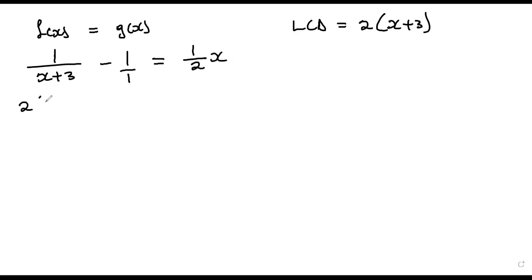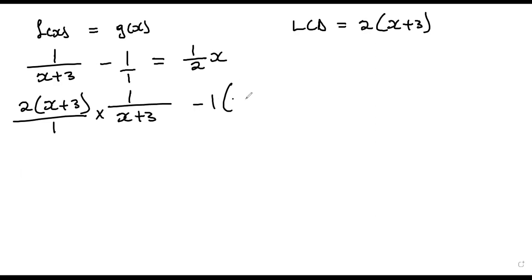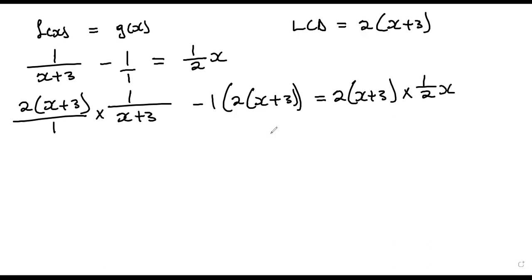So it's going to be 2 into x plus 3 over 1. So in this case, the LCD is not divided by itself. No, it's just divided by 1 because we are solving an equation and our aim is to ensure that we destroy the fraction. Yes, that's the aim. And everything is equal to 2 into x plus 3 multiplied by 1 over 2x, like that.